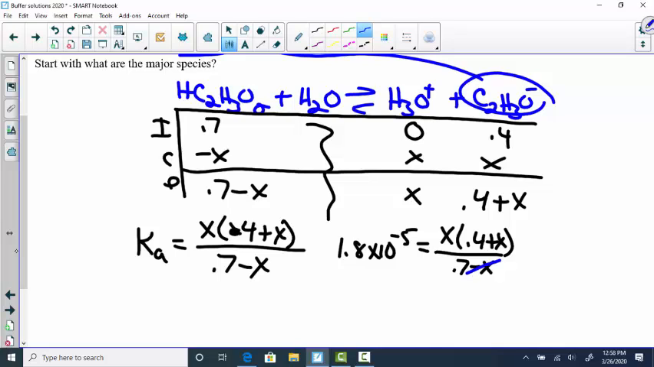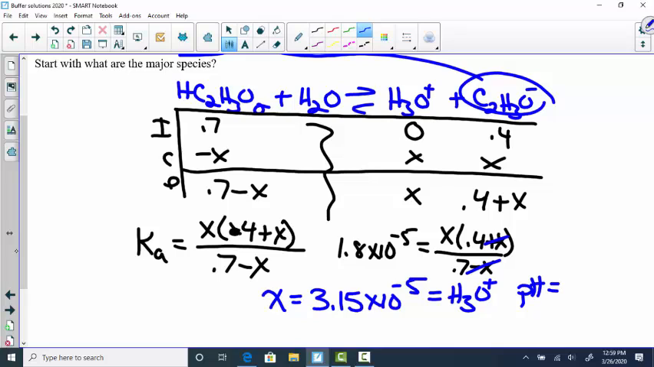The x's don't matter, and you can do the math to solve. I'm just going to jump ahead here and say that we know what the x is. It's going to be 3.15 times 10 to the minus fifth. I highly encourage you to do the math. Make sure you're getting that. And x is the H3O plus concentration. So the pH of this solution comes out to be 4.50.